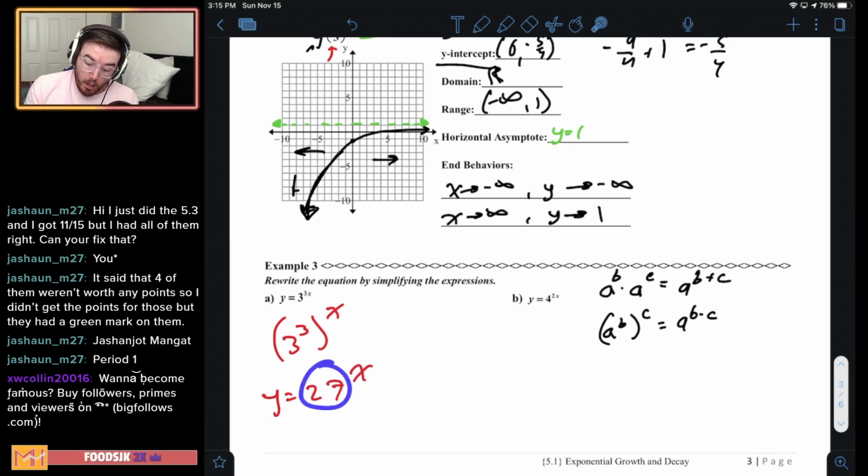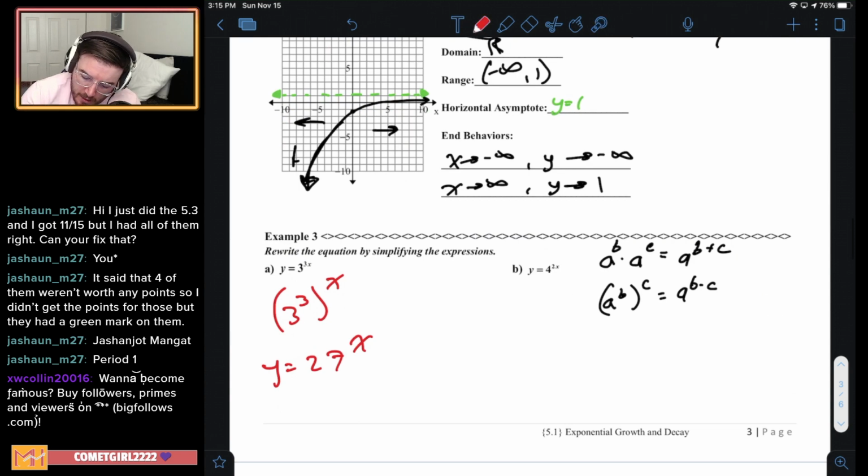Here it's just like, whoa, big time growth. Big time growth function. Here, that kind of gets lost on us, right? I think this is more profound and easier to analyze than this, right? And that's why we're choosing to rewrite it. Same thing here. This is going to be 16 to the x. 4 squared is 16, then raised to the x power.